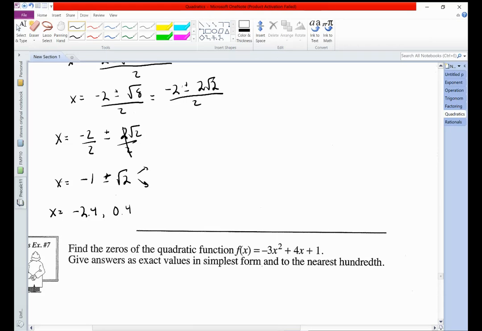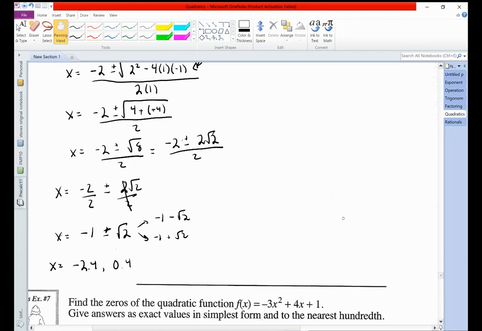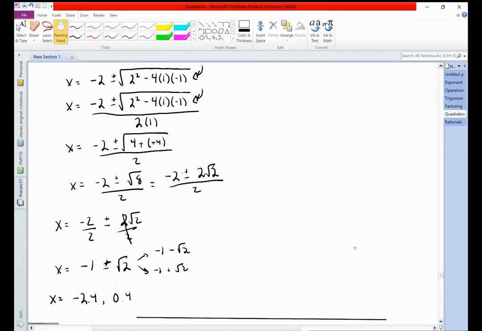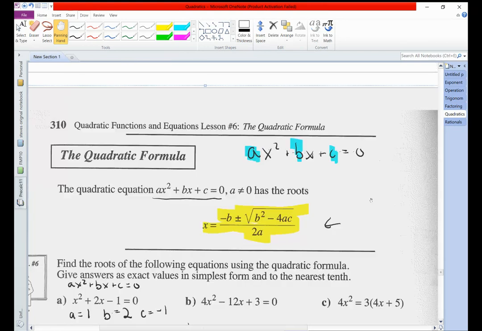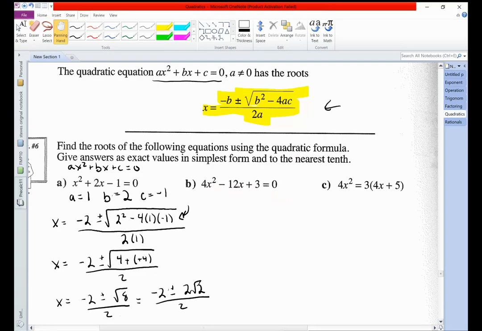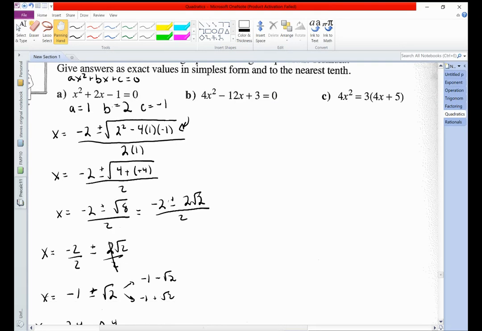Because out of this we have two equations, right? Negative 1 minus root 2 and negative 1 plus root 2. All right, let's go up and do another one. Oh, geez, sorry, it's super laggy right now, so I can't tell if I'm scrolling too hard.